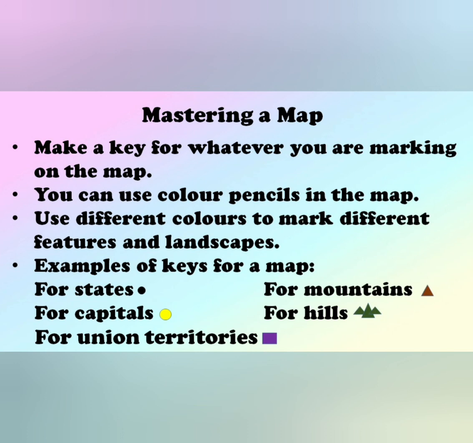For states you can use a black dot. For capitals you can use a yellow circle. For union territories you can use a purple square. For mountains you can use a brown triangle. For hills you can use green triangles, right?